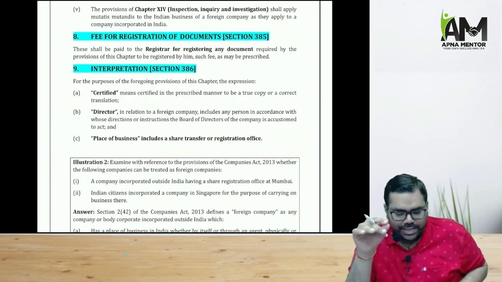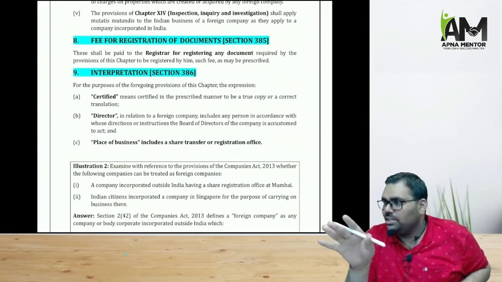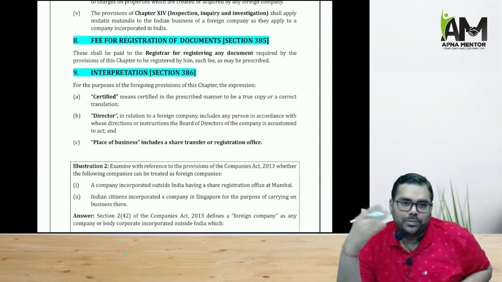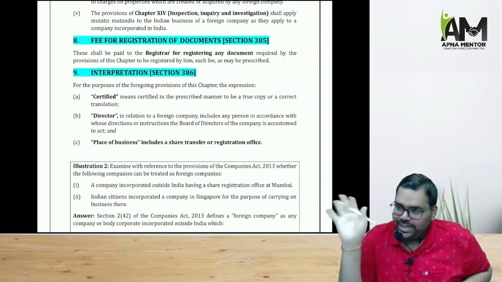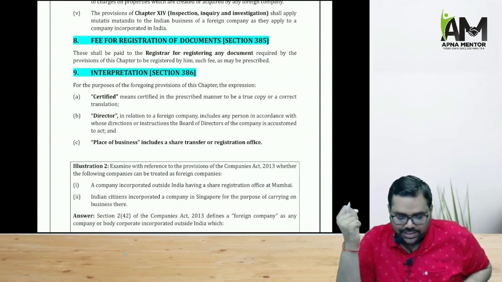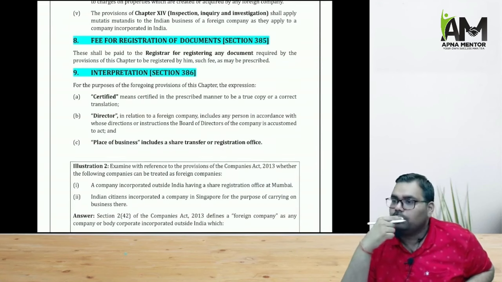And the fees will be given in the rules, how much fees to pay. For that we have the Companies (Registration) Rules. So section 385 says fee for registration of documents.